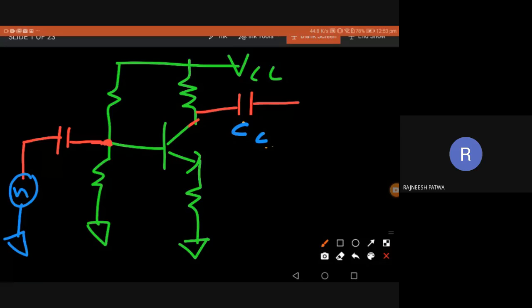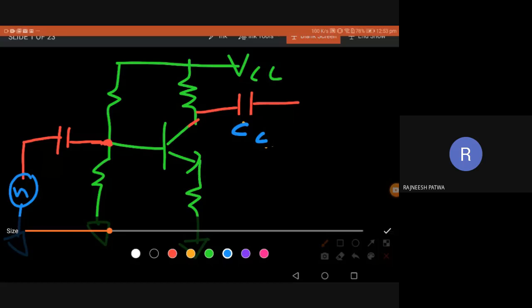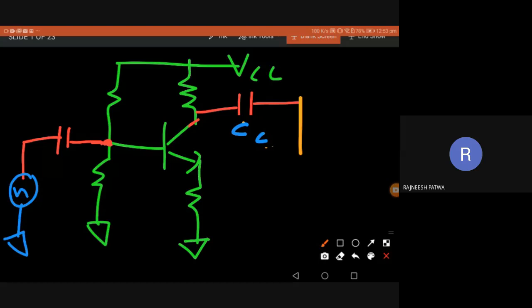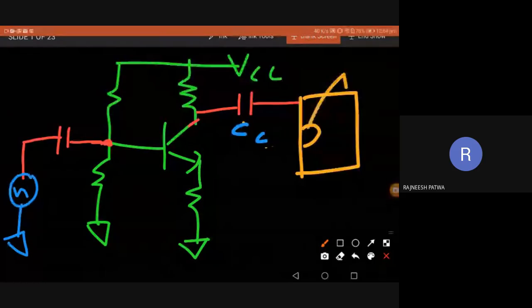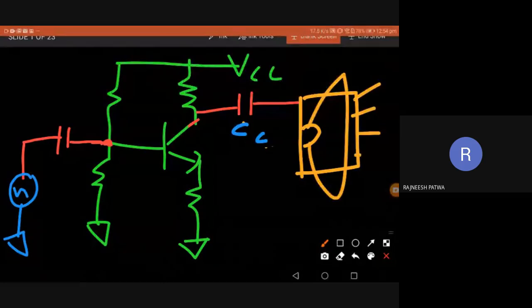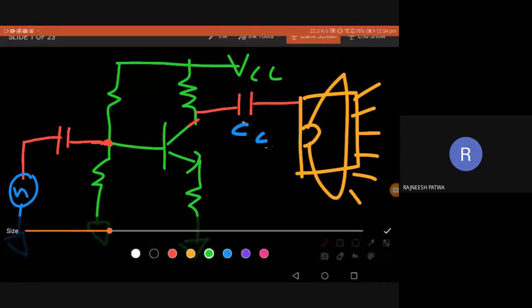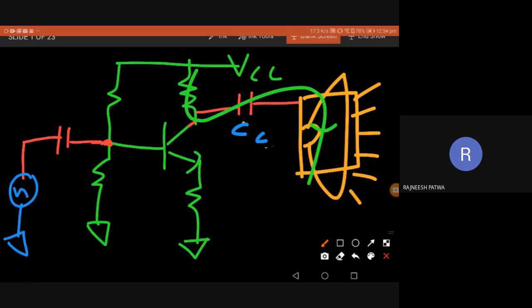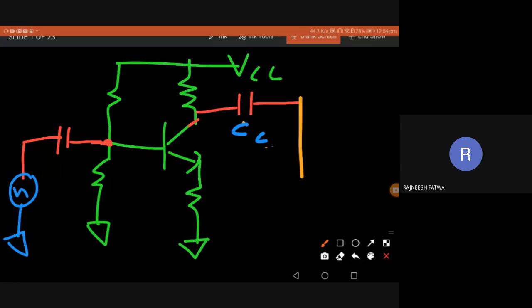So that the DC is not affecting my output. For example, I have another device at the output. Maybe some kind of signaling device, a loudspeaker or something, where I have a lot of sound. So this DC biasing part should not affect the output part of the circuit. So I use a coupling capacitor here also. Okay.